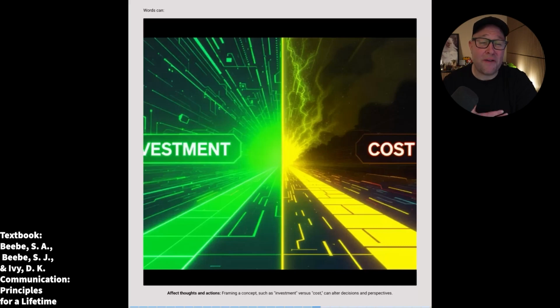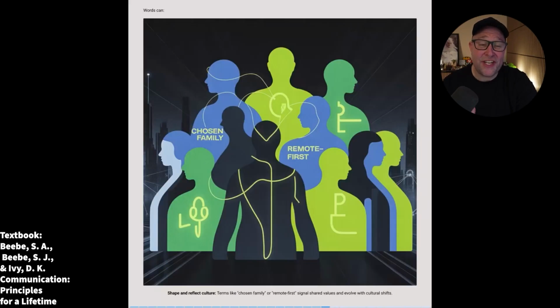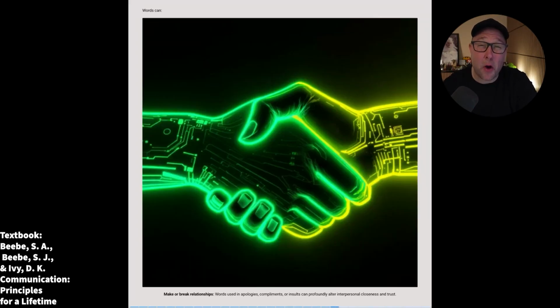Words can also affect thoughts and actions. Framing a concept such as investment versus cost can alter decision-making processes and perspectives. Words can shape and reflect culture. Terms like chosen family or remote first signal shared values and evolve with cultural shifts. Words can make or break relationships. Words used in apologies, compliments, or insults can profoundly alter interpersonal closeness and trust.